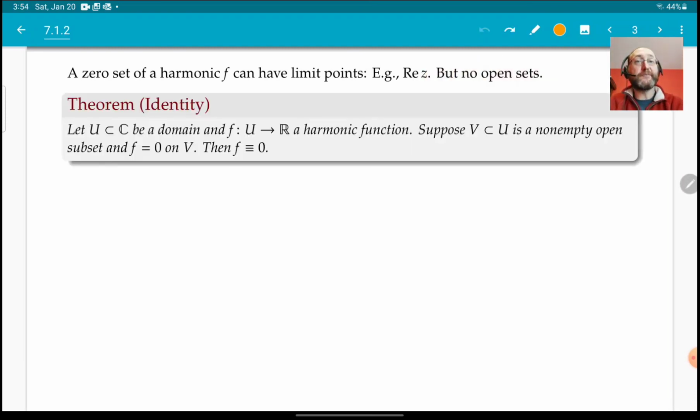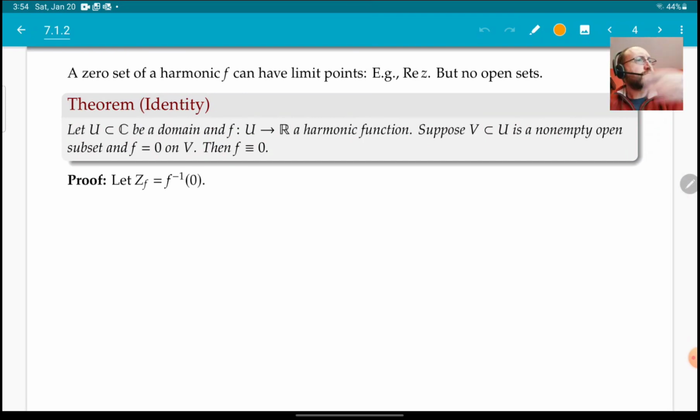So here is the identity theorem. Suppose that we have a domain U in the complex plane, and we have a harmonic function f on that domain. Now, suppose that there is some non-empty open V, a subset of U, and f is 0 on that V. So the zero set contains an open subset. Then f is identically 0. That's the identity theorem. So we can have limit points, but we cannot have open subsets. So there can be lots of zeros, but not too many.